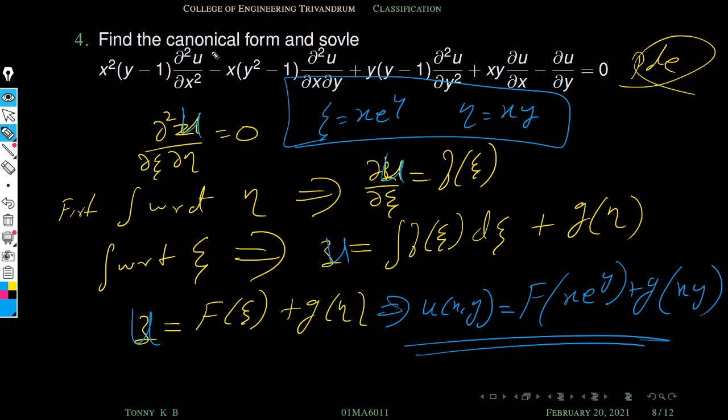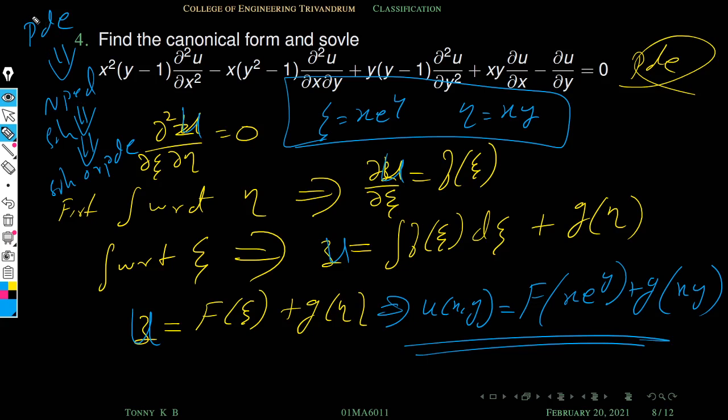Actually, this PDE is complicated because I think there is no general method for solving it directly. So here we use a technique. We have a PDE, we find a new PDE that is called the canonical form, then we solve that PDE. Using that solution, we can find the solution of the original PDE.